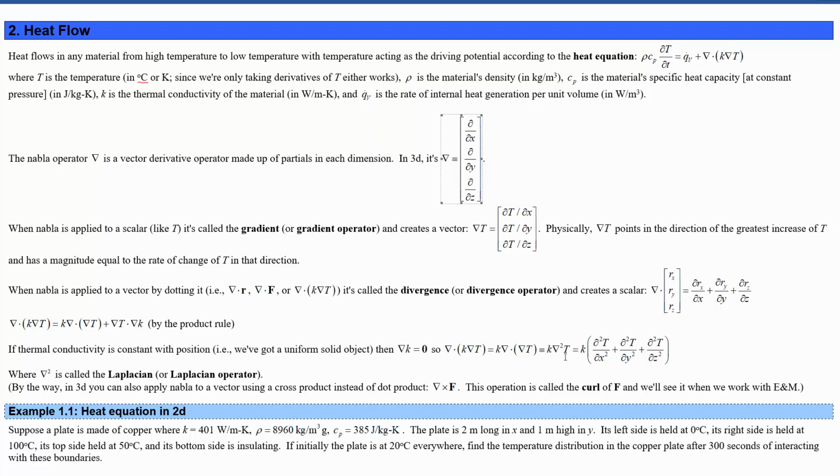So Nabla squared here is the Laplacian, and so this is the same as dotting the Nabla with the gradient of a function. So that means that in this case we started with a scalar, we're going to end up with a scalar, and the scalar is the sum of the second partials of the temperature with respect to x, y, and z. So this is the Laplacian operator of the temperature. In 3D, there's another way to apply Nabla, and that's using the cross product. This way is called curl, and we'll spend more time with this in the E&M unit.